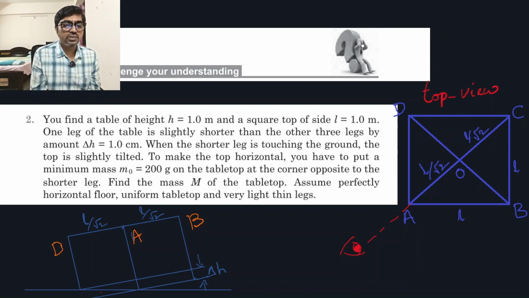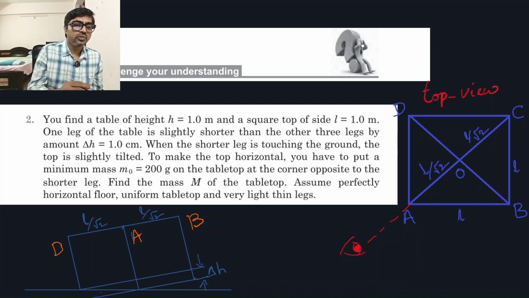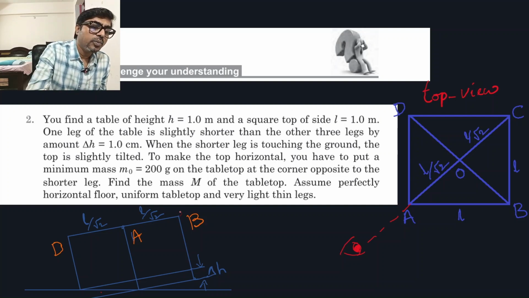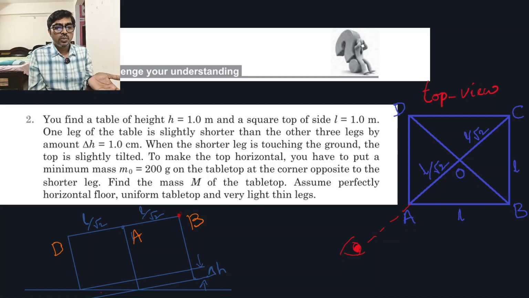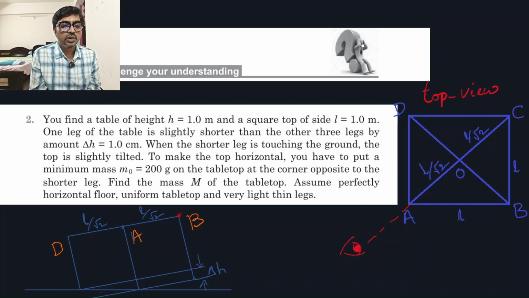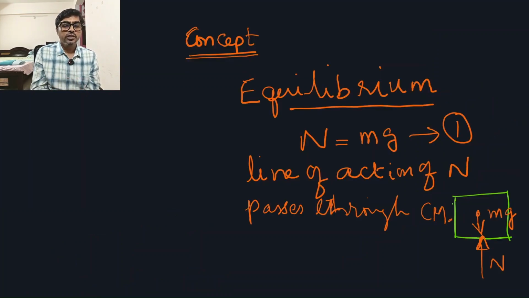Now the question is drawn here. You can pause here, and if you want, you can try to solve it. We need to find how much mass we need to place at B so that the leg below B will be just lifted up. That is the minimum that you want to apply. So let me go with the solution. The first one is the simple concept of equilibrium.